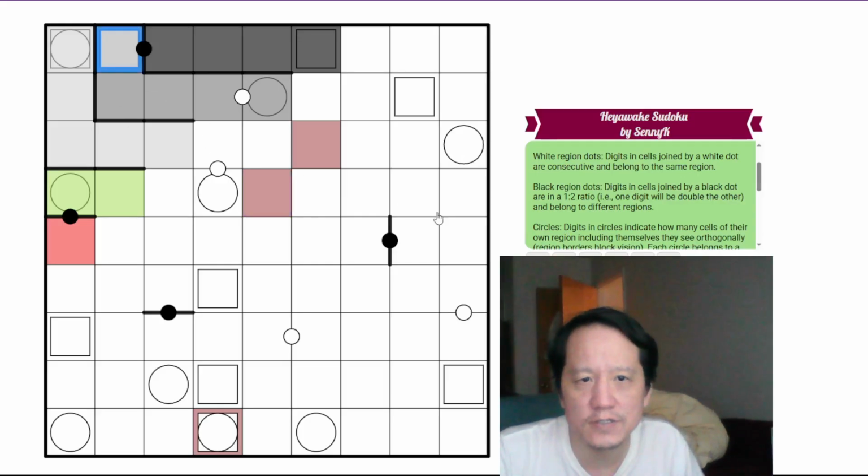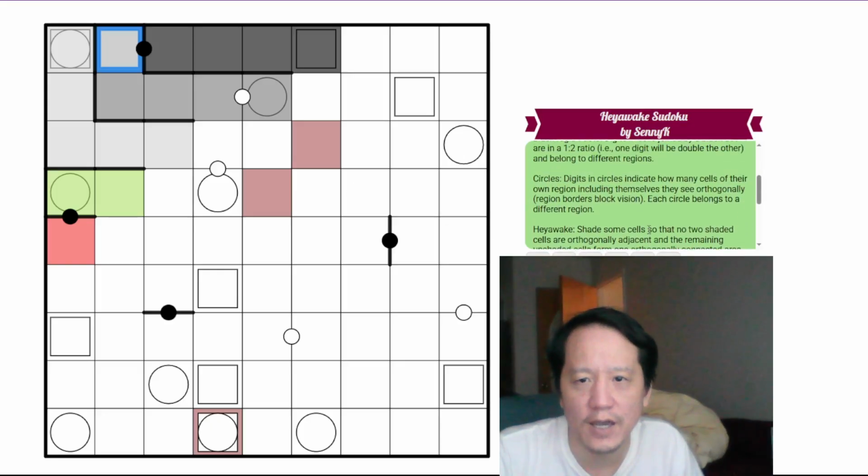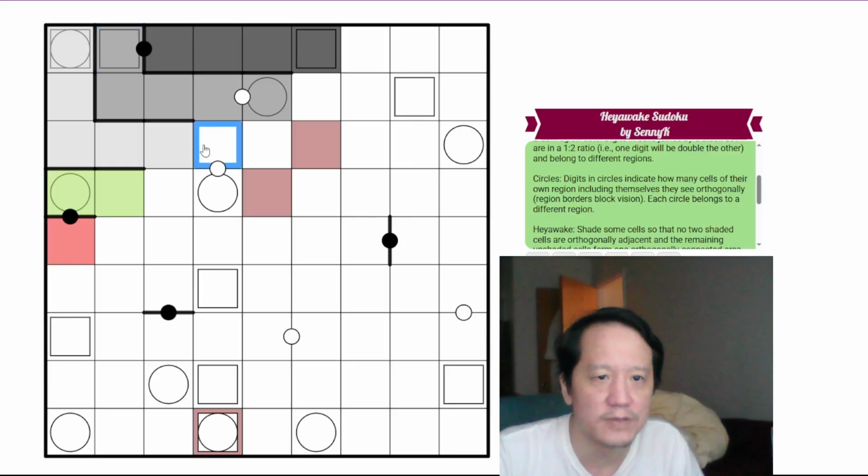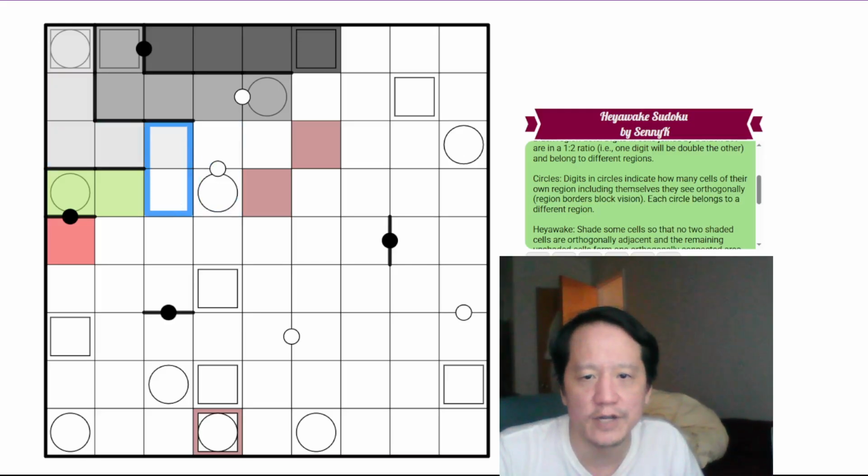This gray cell, okay, circle, see how many orthogonally connected. Okay, so this light cannot go here because this is the same region as this. And you'd have two circles in that region then. So this must go light that way. Green has to go this way then. Red has to go that way.